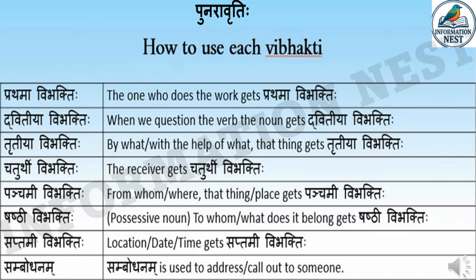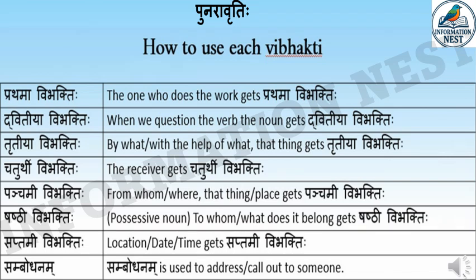Moving on to the Prathama Vibhakti, that is the doer. It is a subject. If a boy is eating or a sage is praying, they are the ones doing the work. They get Prathama. Simple, right? Moving on to Dvitiya, which is the object. Now, if you ask the verb what or whom, the answer is in Dvitiya. For example, I see a bird. The bird gets Dvitiya here.